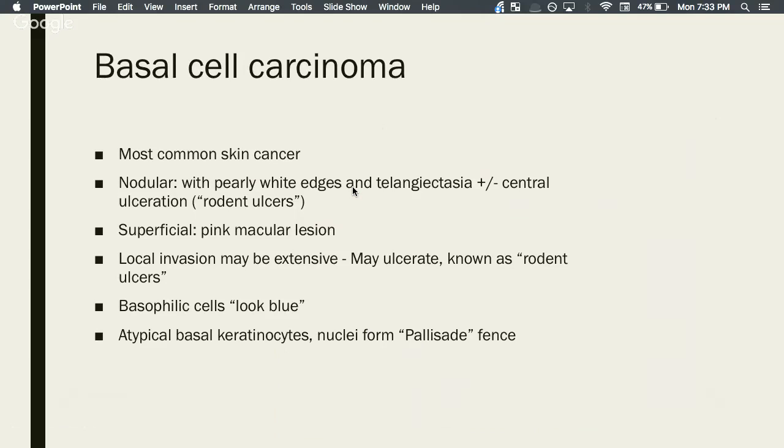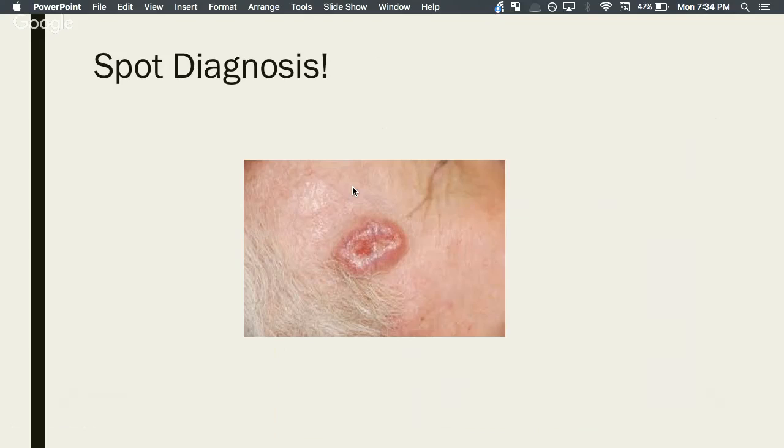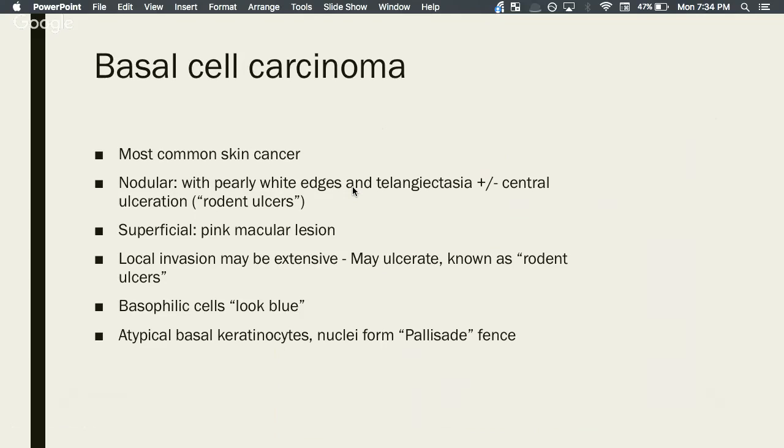Okay, so basal cell carcinoma is the most common skin cancer. So that's a nodular BCC. Pearly white edges, telangiectasia, central ulceration, they can be called rodent ulcers. And superficial ones can be pink macular lesions. Local invasion can be extensive and they may ulcerate.